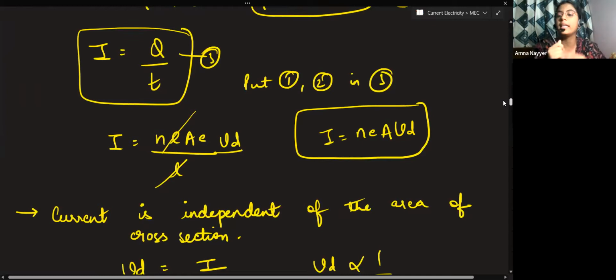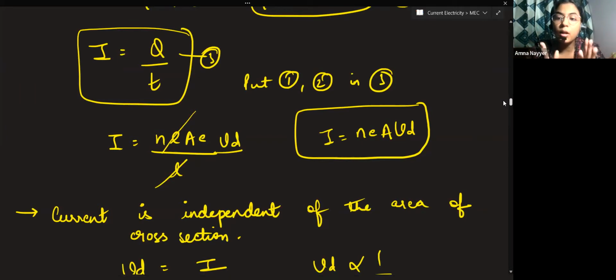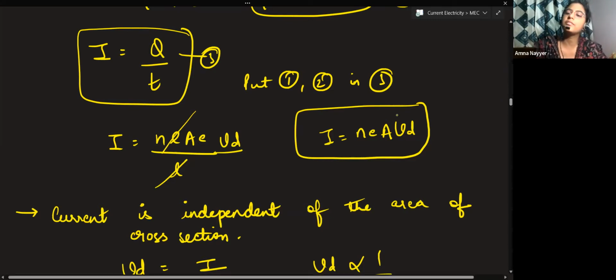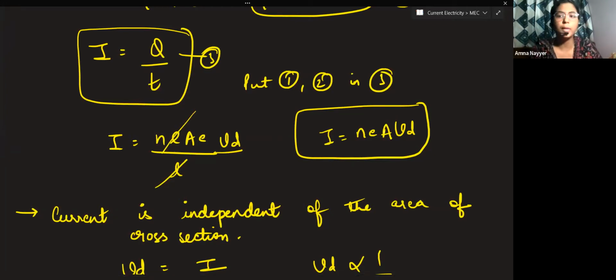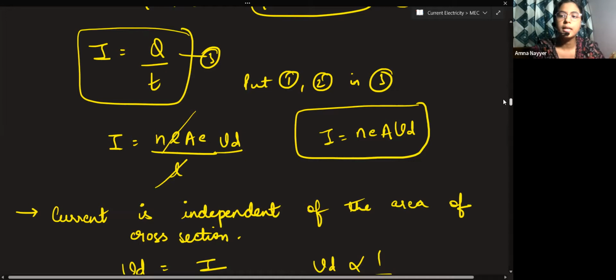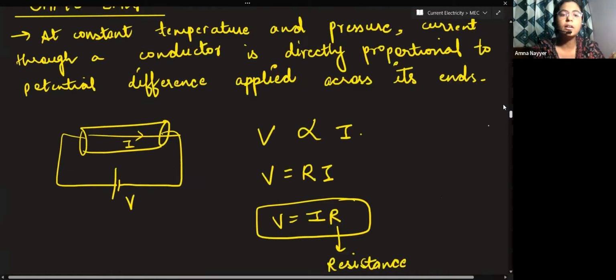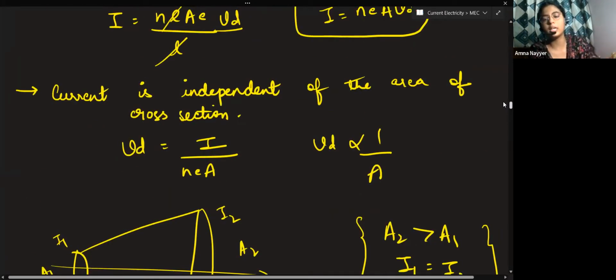I is equal to n e A vd. Revise it along with me right now, because then I'll ask you all these things. I is equal to n e A vd. This is a relation between current, which is I, and drift velocity, which is vd. A is the area of cross section of the conductor, e is the electronic charge, and n is the number density. Number density means the number of electrons per unit volume.